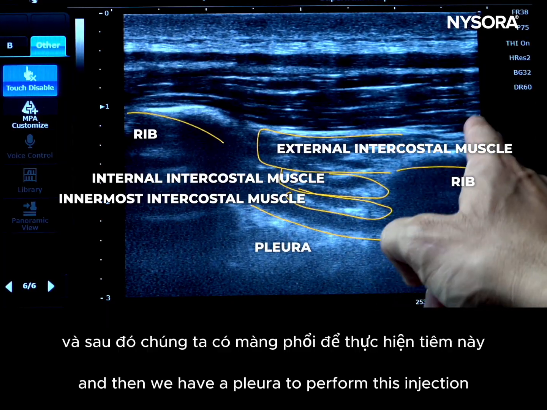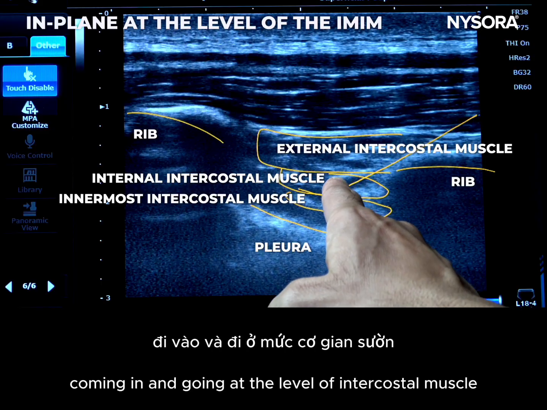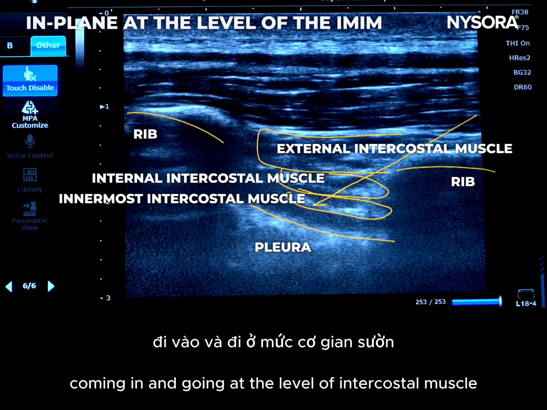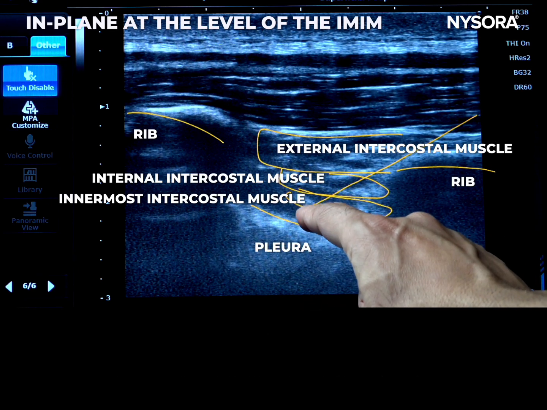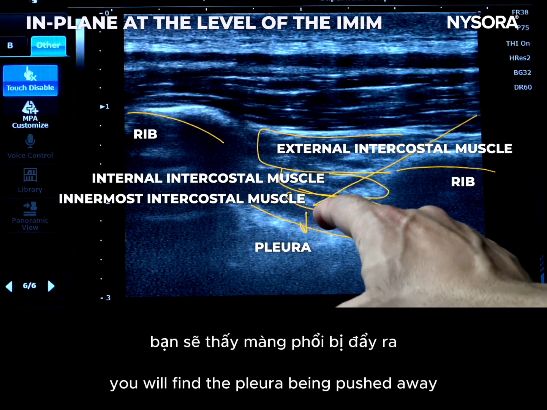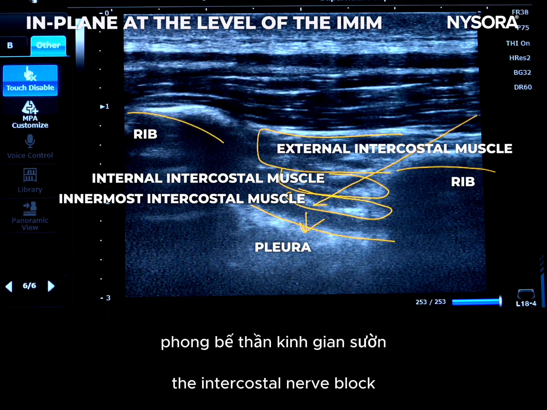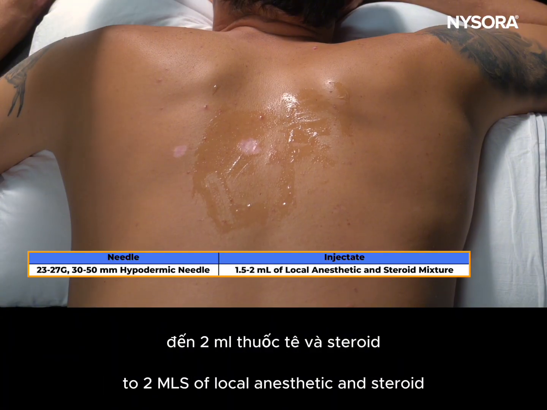To perform this injection, I always recommend you put the needle in plane, coming in and going to the level of the innermost intercostal muscle. At this level, when you inject the local anesthetic and steroid mixture, you will find the pleura being pushed away, and this is how you would perform the intercostal nerve block. The volume should be kept around 1.5 to 2 mL of local anesthetic and steroid.